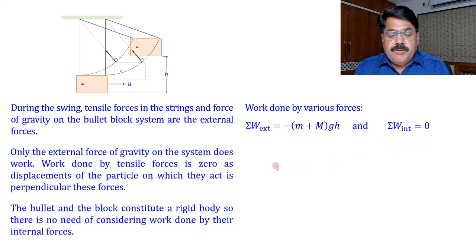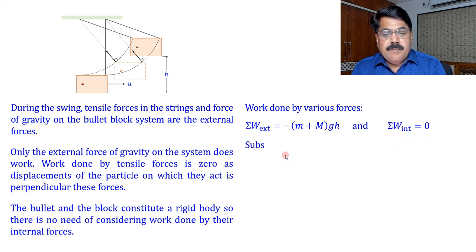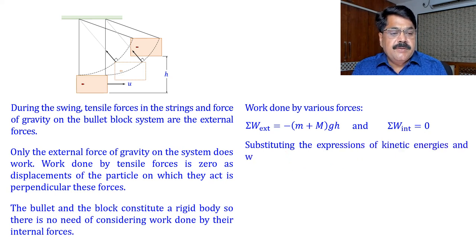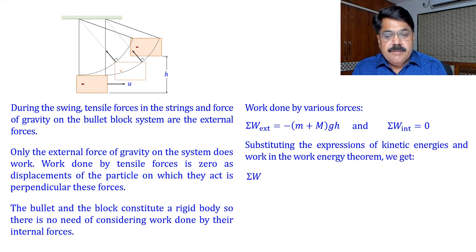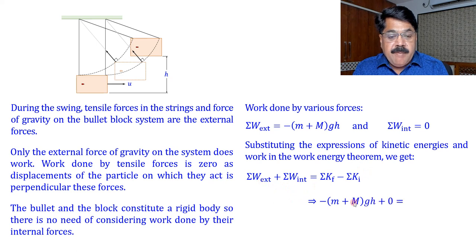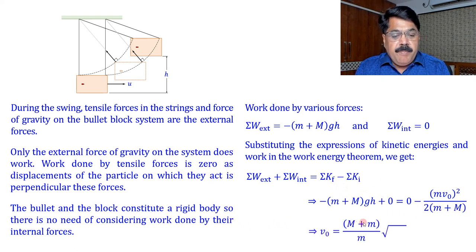Now we can substitute these values in the work energy theorem. Substituting the expressions for kinetic energies and work in the work energy theorem, we get summation W external plus summation W internal is equal to summation K final minus summation K initial. So what will it be? Minus (m plus M) g h plus 0 is equal to 0 minus m v naught square upon twice (m plus M). And by solving this, you can find v naught is equal to (m plus M) upon m under root 2gh.